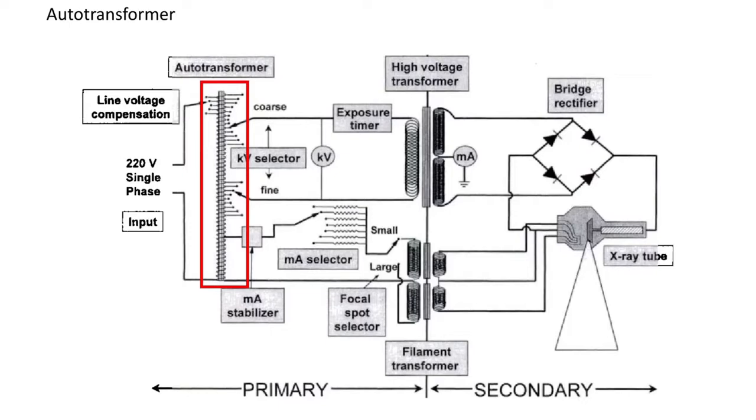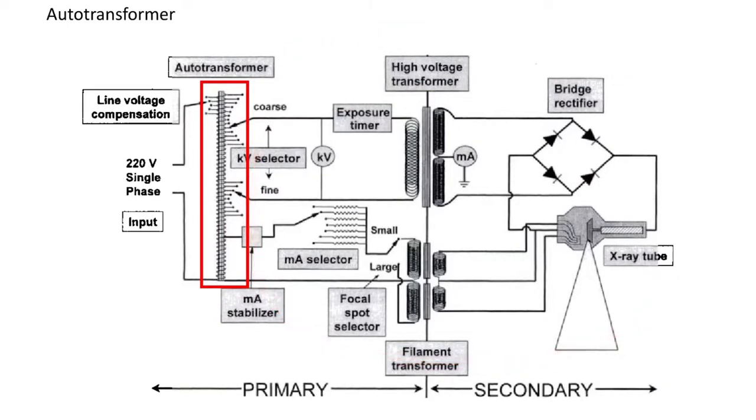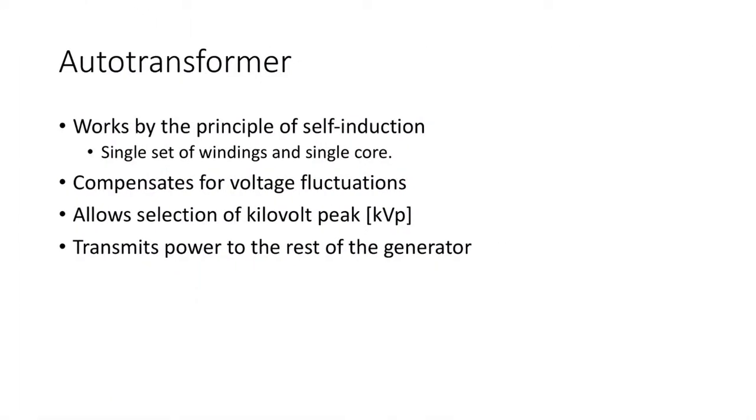And finally, once the autotransformer has adjusted all the shortages and compensated everything so that we get exactly 220 volts, it therefore provides the signal to the rest of the X-ray generator, to the rest of the machine. All the other components will receive the power from the autotransformer. So that's what the autotransformer is useful for.